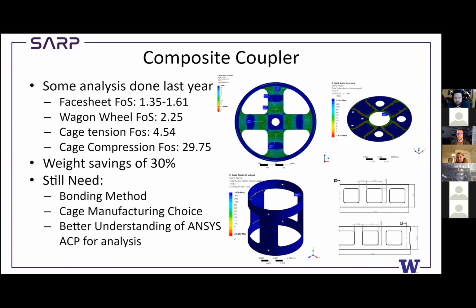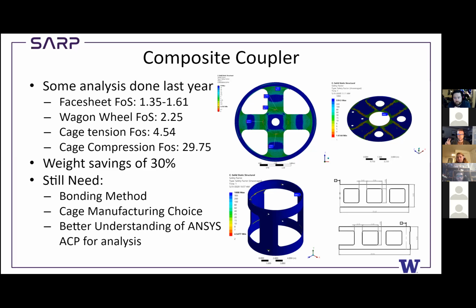So they actually did some analysis last year using Ansys ACP, so this is pretty reliable stuff. Thank you, Cody, for this. The face sheet factor of safety between the top and bottom face sheets was about 1.3 to 1.6, so not quite to our 2 that we're looking for. But keep in mind, this is a pretty accurate analysis because they did use the composites analysis tool. So it'd be pretty easy to up that a little bit with a few extra layers and make it work.